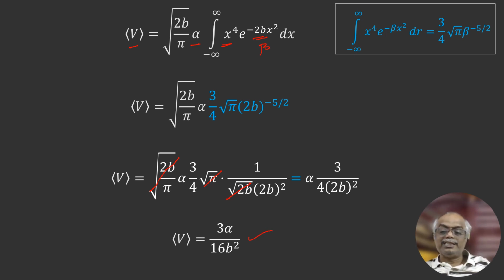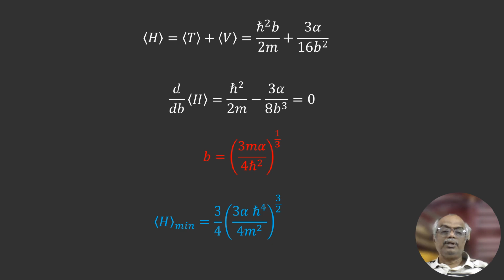There is no change in the kinetic energy. Kinetic energy we will take the result of part A. Now, the expectation value of the Hamiltonian is the sum of expectation value of kinetic energy plus potential energy. Kinetic energy we have seen h cross squared p over 2m. We have seen it in part A. Then plus the expectation value of potential energy 3 alpha divided by 16p squared.